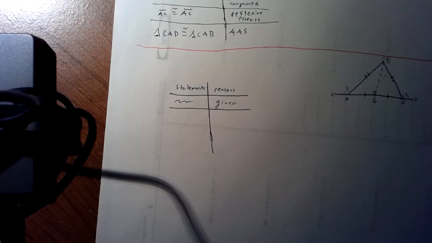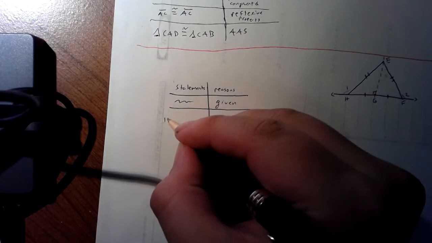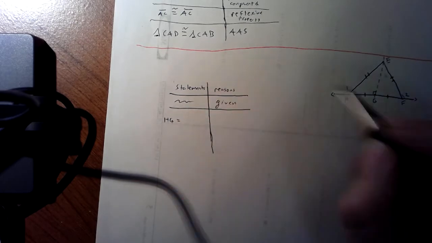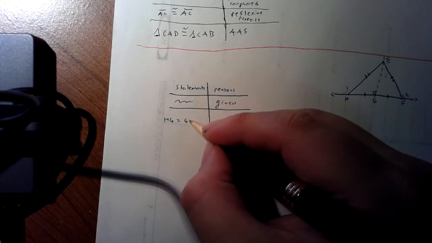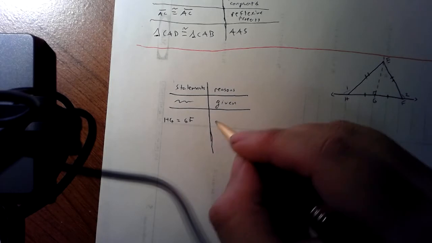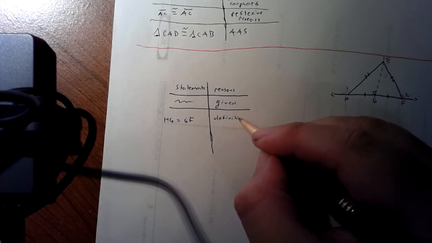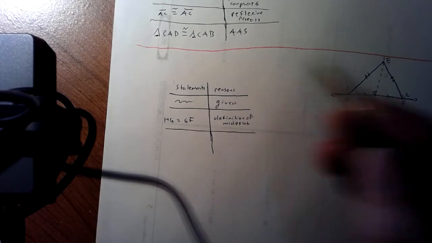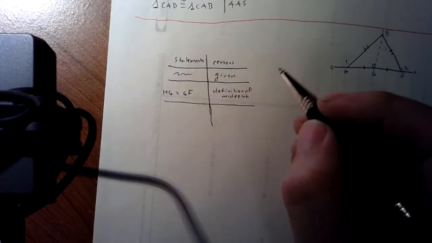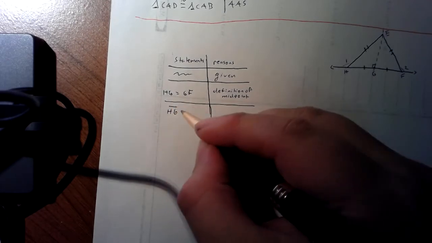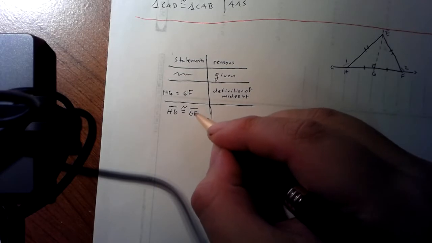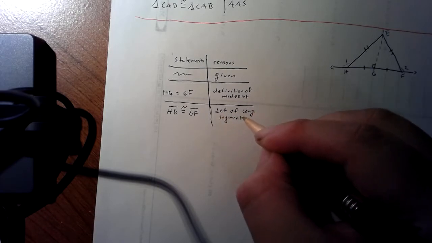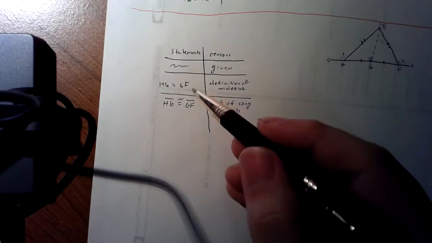Okay. So the first thing that we're going to say is that HG equals GF. And how do we know that? That is the definition of the midpoint. Okay. Then we can use the definition of congruent segments to say that segment HG is congruent to segment GF. That's just definition of congruent segments.